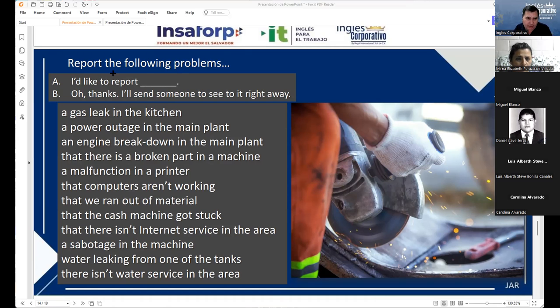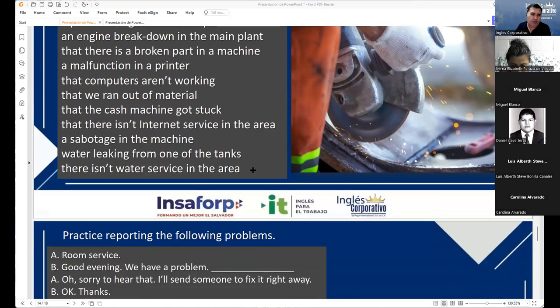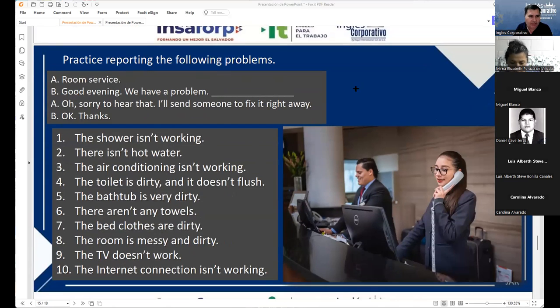So you practice. Okay. Conversation. One person is A, the other person is B. The person reports and the other says, oh, thanks, I'll send someone to see to it right away. Okay? So this is the first conversation. The second is similar. Practice the following problems. Reporting the following problems. Room service. Servicio al cuarto, right? Room service.